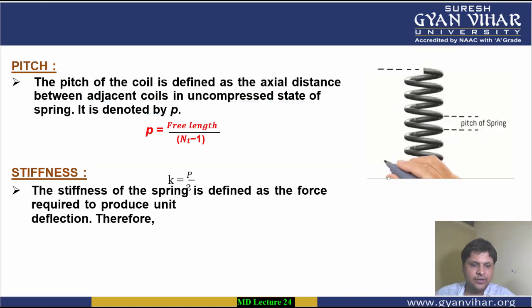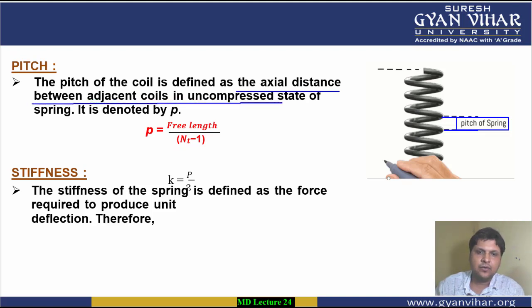So as you can see here in the diagram also, students, this particular distance between the adjacent points of two adjacent coils is known as the pitch of the spring. It is the axial distance. By definition we can say it is the axial distance between adjacent coils in the uncompressed state of the spring.